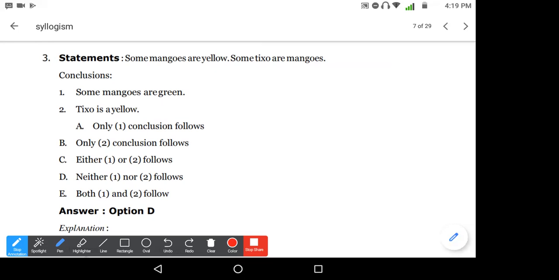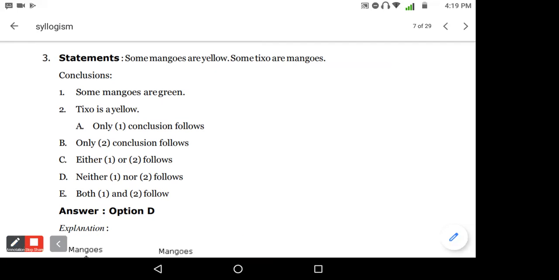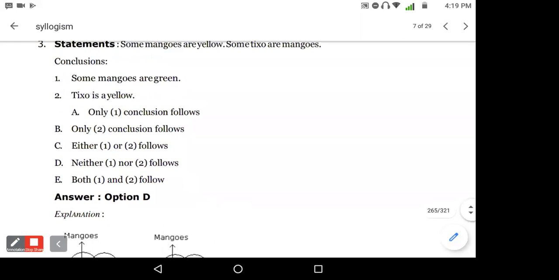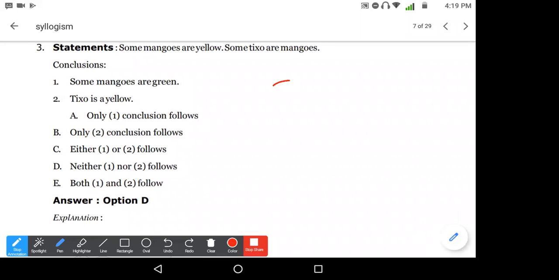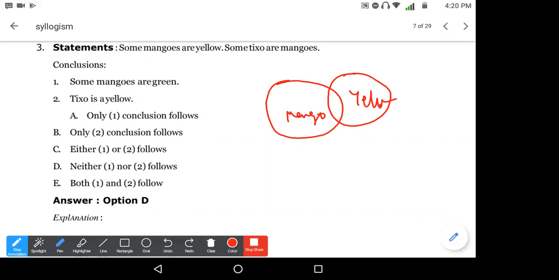Some mangoes are yellow. Okay. Some mangoes, some, only some. So let us say this is mango. Some mangoes are yellow. So some, only few of it. Only some mangoes are yellow. And some tixo are mangoes. Okay, I hope that's how we pronounce it. Okay, some tixo. This is Tixo. Some tixo are mangoes.